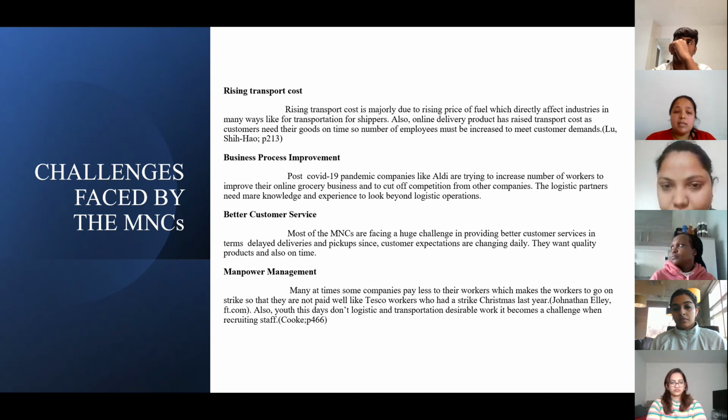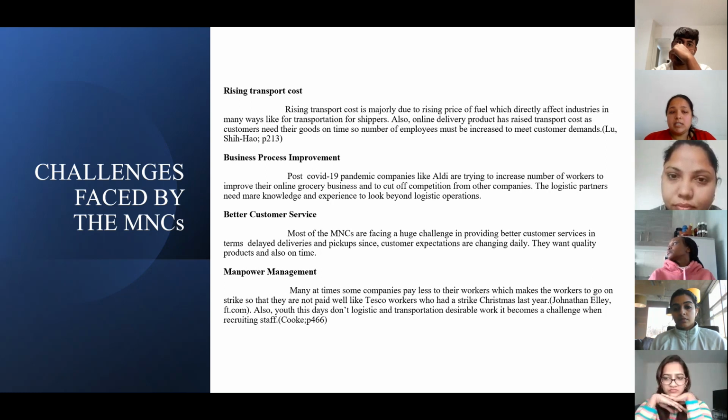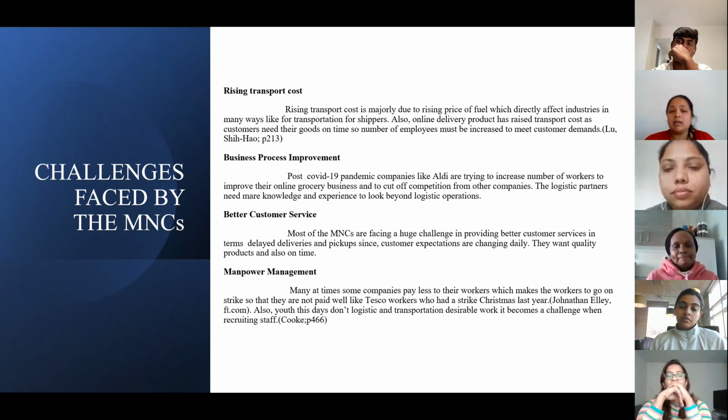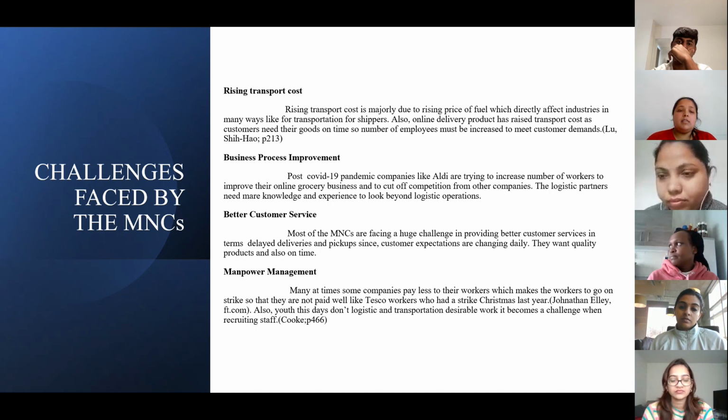The third challenge is to provide better customer service. It's the role of the MNCs, but it is a challenge in that they are providing delayed pickups and deliveries. It's a big challenge for them, and also the customers really want quality on time, so that is a challenge. Then we have the fourth challenge, which is manpower management.